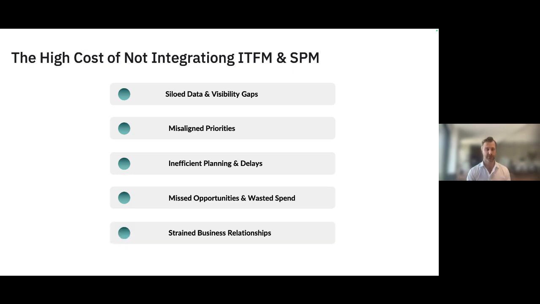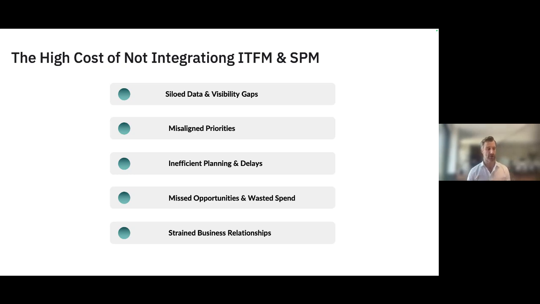The last point here is strained business relationships. One of the key things that I started with was this idea of right data, right context, right time. And most critically, the disconnect between IT's execution and finance reporting erodes trust. So the business might view IT as a cost center with unpredictable spend, while IT feels finance doesn't appreciate the value of its project. And this strain can lead to contentious budget conversations and a lack of accountability for results. And without this kind of unified approach, it's hard to have meaningful, value-focused dialogue with business stakeholders.